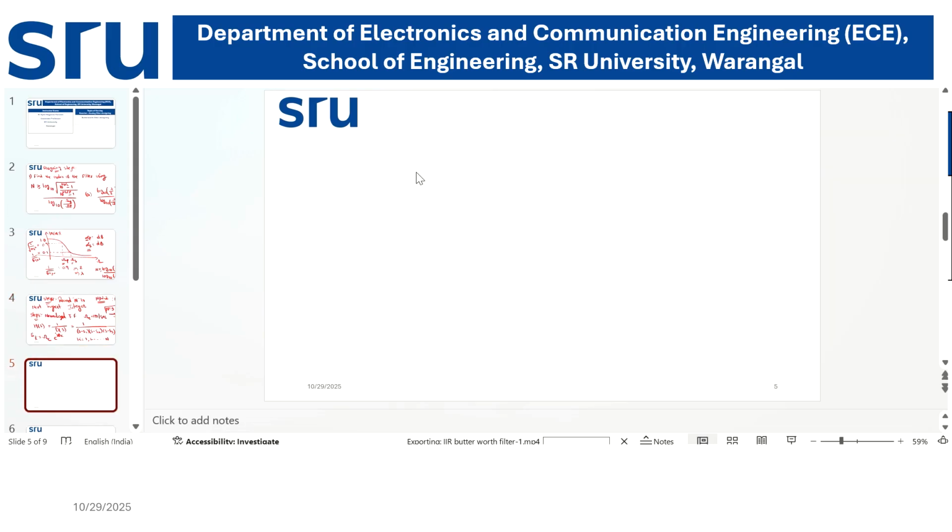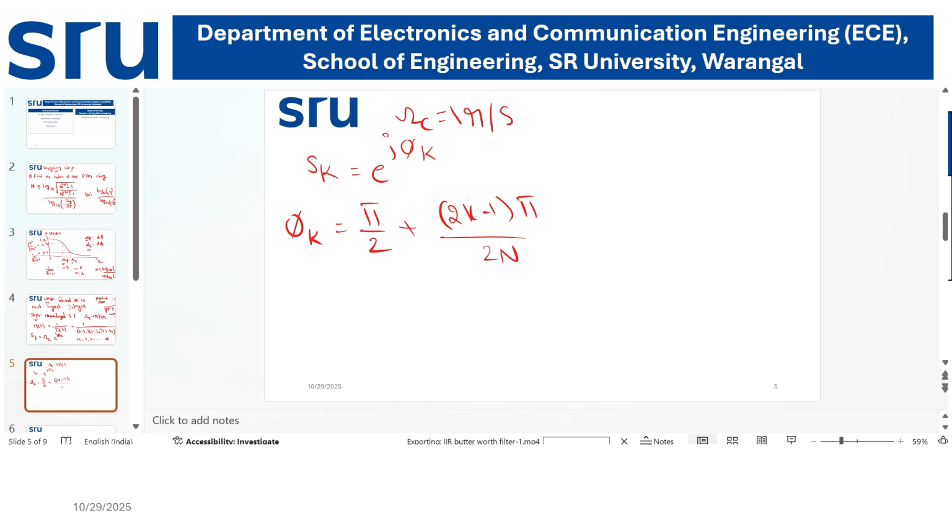Now we have the normalized transfer function, where omega c is equal to 1 radian per second. Therefore, s_k is equal to e power j phi_k, where phi_k, finding the phase, is 90 degrees plus (2k minus 1) into pi by 2n, where k is equal to 1, 2, 3, and so on up to the order of the filter.